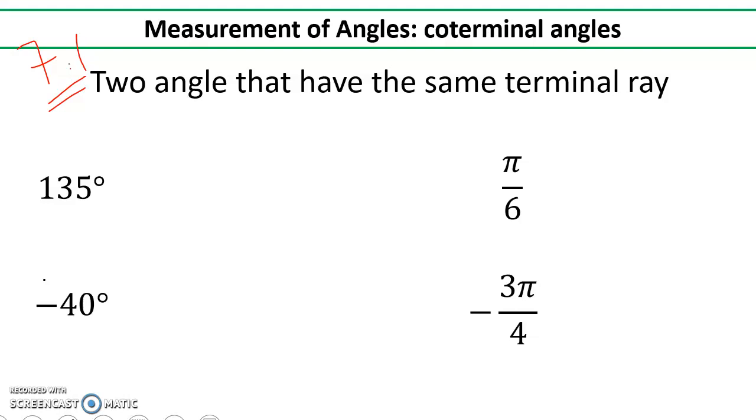Coterminal angles: two angles that have the same terminal ray. What does this mean? We're going to spend a whole lot of time studying angles, and angle measures are not unique. If I take one rotation around the circle, I've gone 360 degrees. I end there. If I take another rotation, I've now gone 720 degrees, but I'm back at the exact same spot.